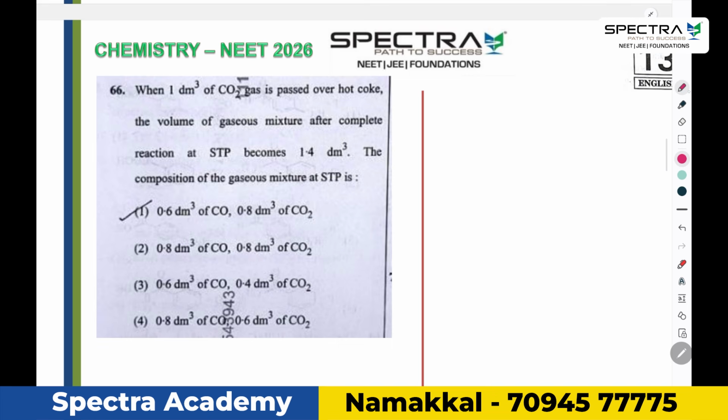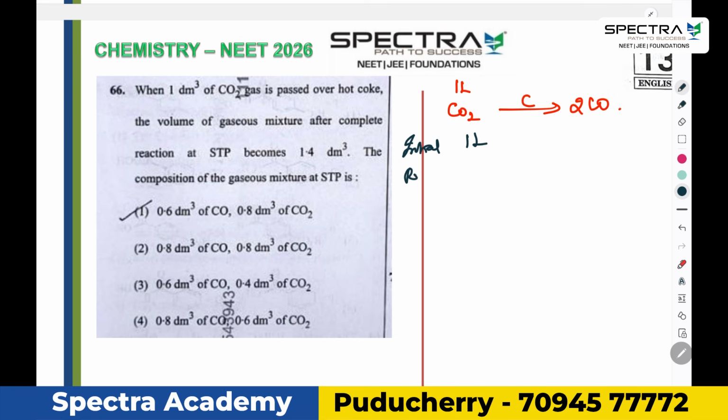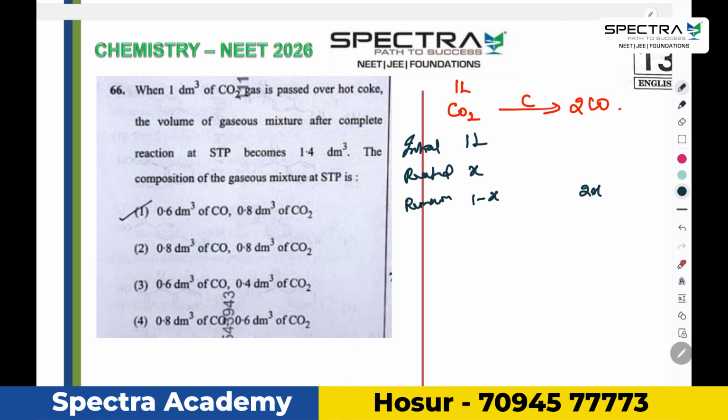Question number 66. Look at what they are giving, 1 liter CO2 gas. So 1 liter CO2 gas is passed over coke. Coke means carbon. And it is converted into 2 moles of carbon monoxide. So initial it is 1 liter. Reacted, I don't know how much reacted, let it be X. Remaining it is 1 minus X liter and it is 2X liter.